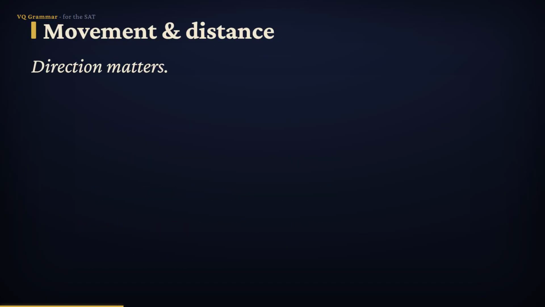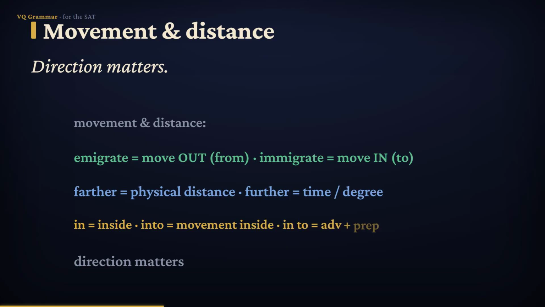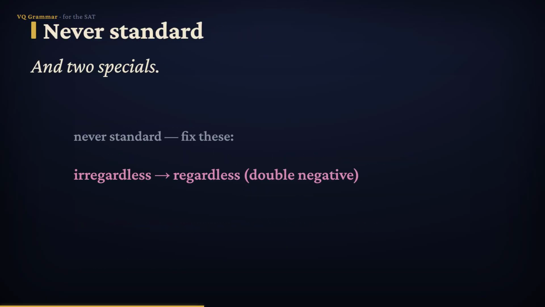Now, words about movement. Emigrate means to move out of a country. You emigrate from. Immigrate means to move into one. You immigrate to. Farther is for physical distance, further for time or degree, as we saw earlier. And in, into, in to. In means already inside. Into shows movement to the inside. Walk into the room. And in to is just an adverb plus a preposition, as in, she came in to say hello.